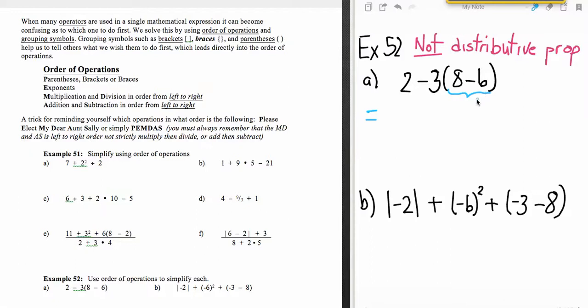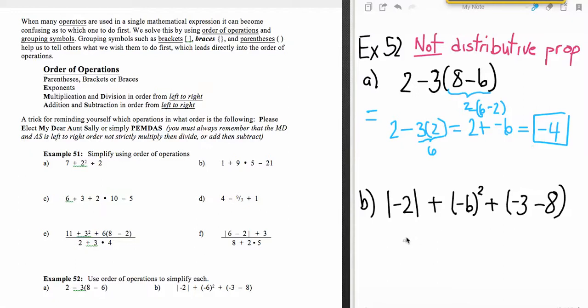We want to do what's inside these parentheses. 8 minus 6 is 2. So now we have 2 minus 3 times 2. And then we do the multiplication. 3 times 2 is 6. And then we have 2 plus the opposite of 6, which is a negative 6. And of course those are opposites, so we're going to do the 6 minus the 2, and we're going to keep the sign of the larger, which is a negative. So we have a negative 4 as our final answer.